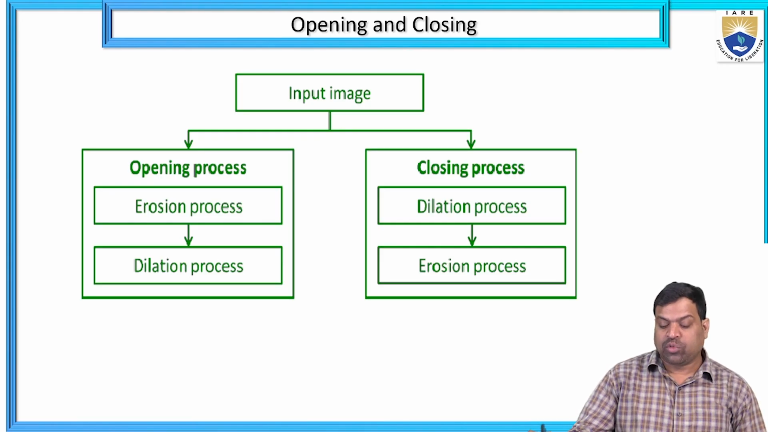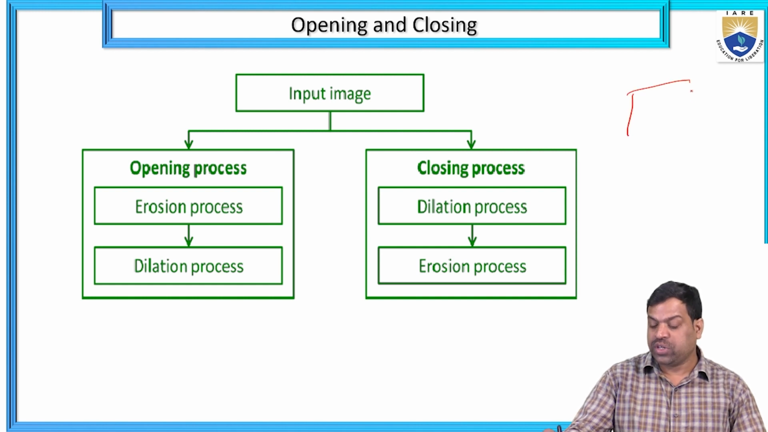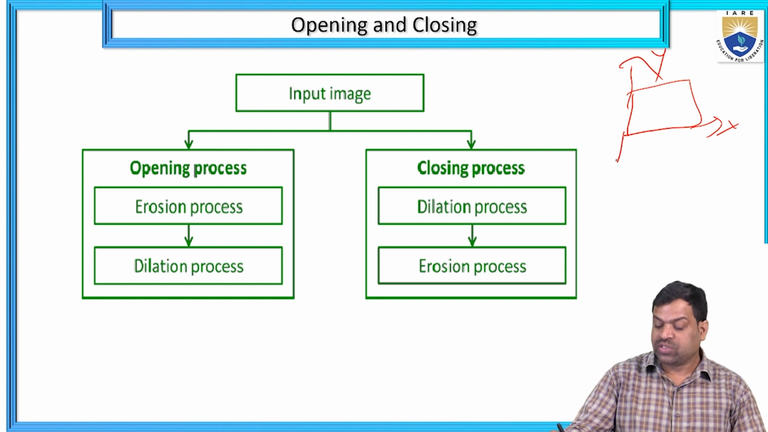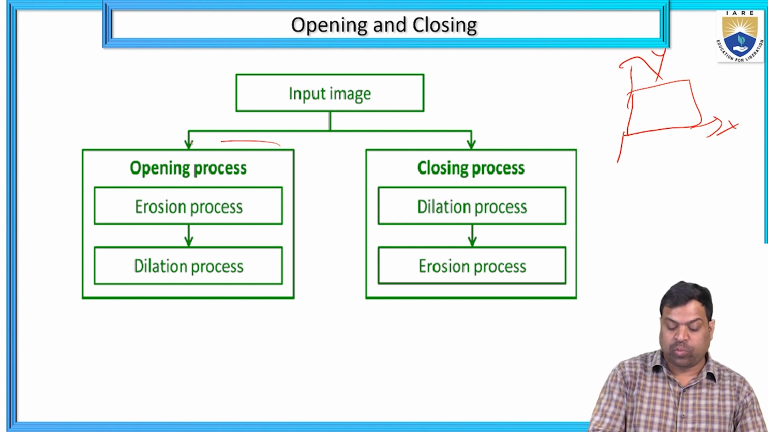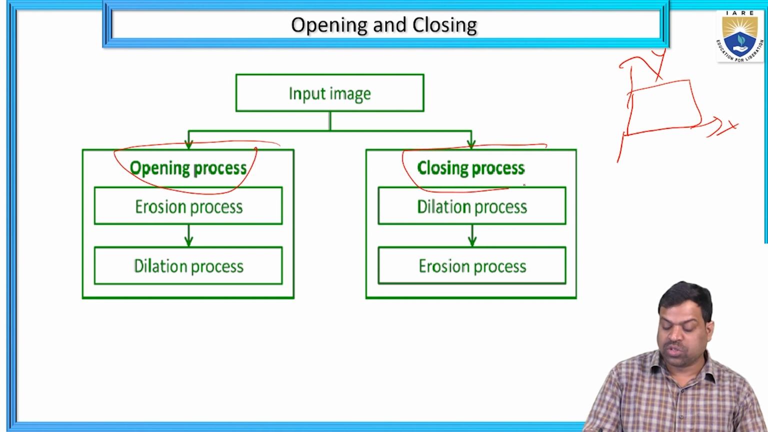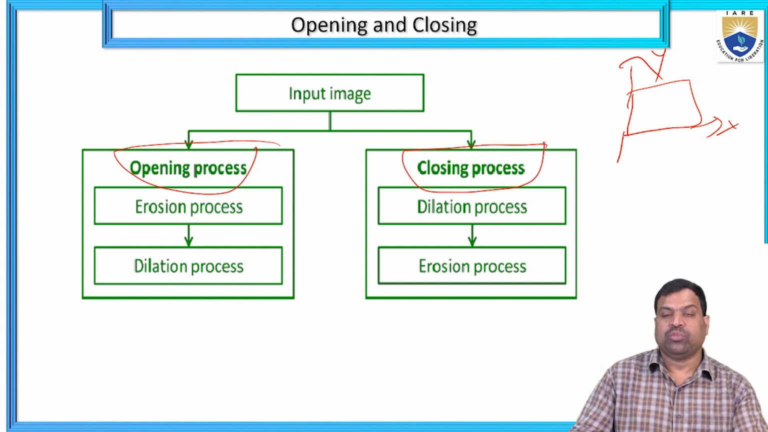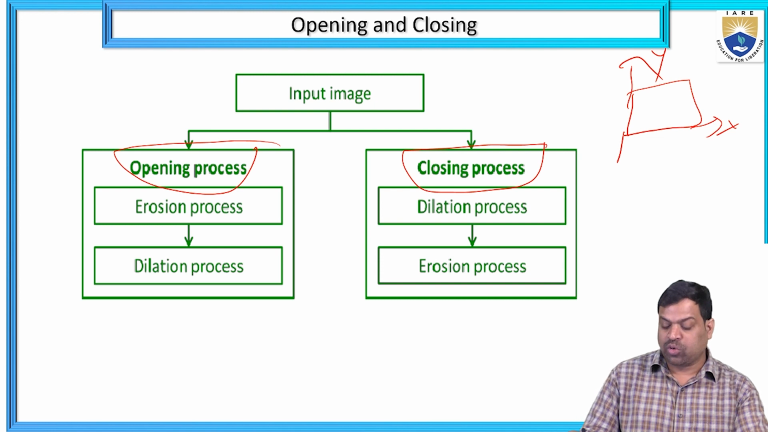So, when I am going for the input image, any input image, we are taking it as coordinates of x and y. This input image we are dividing into two types, the opening process and the closing process. Any input image has these two differences, opening and closing. In the opening process, there is the erosion process and the dilation process. In the closing process, the dilation process and the erosion process.